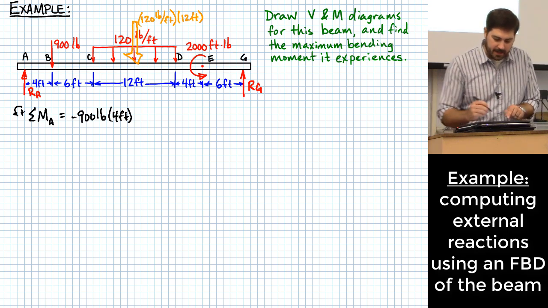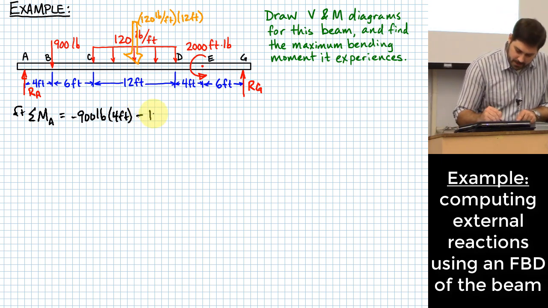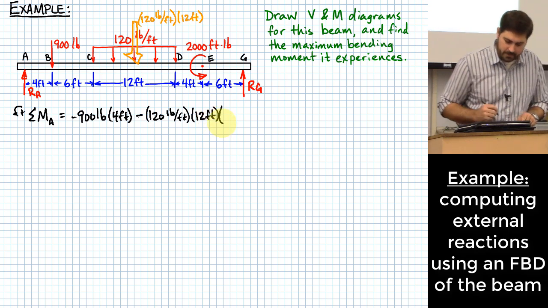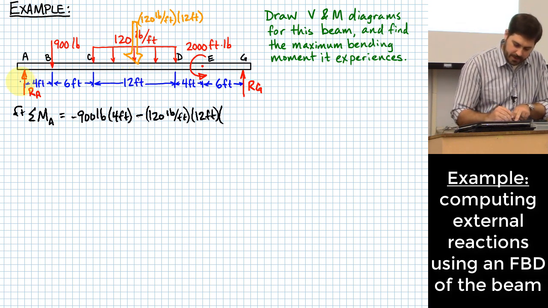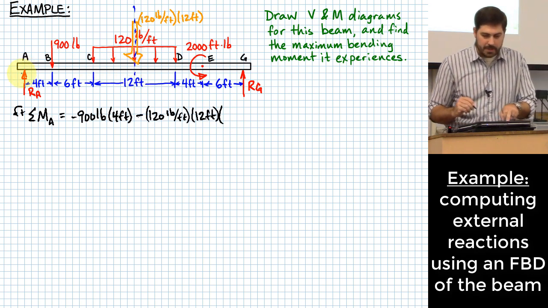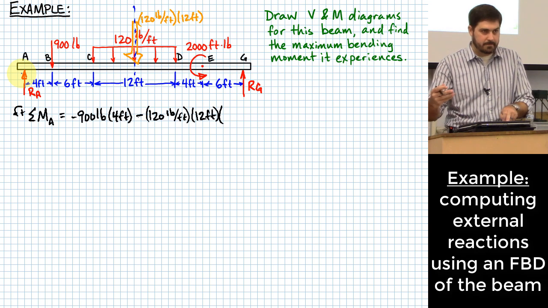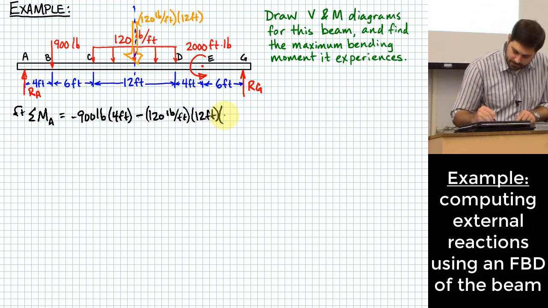So what effect does that have? Well, it'll be minus 120 pounds per foot times 12 feet times what? Okay, what I'm trying to do here is figure out the distance of this line of action away from point A. So it'll be 10 feet plus 6 feet, right? So 16 feet.